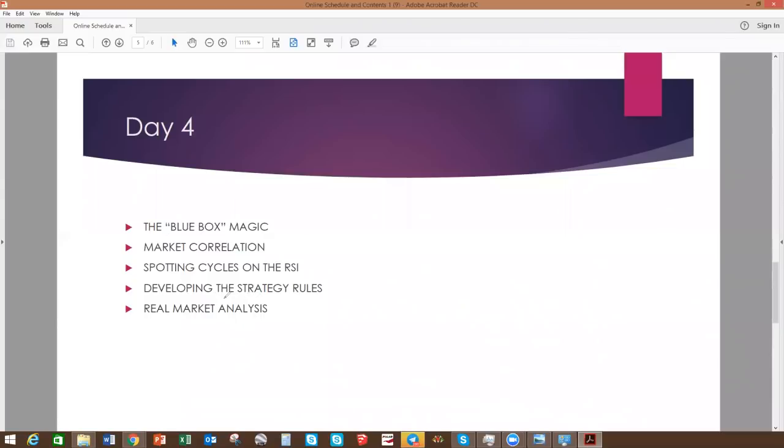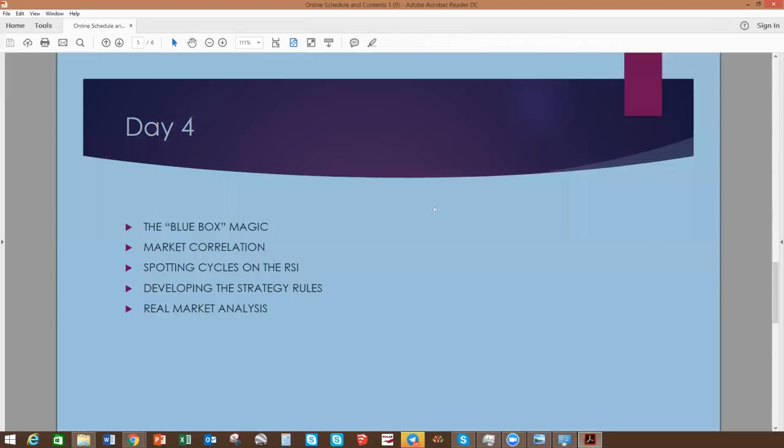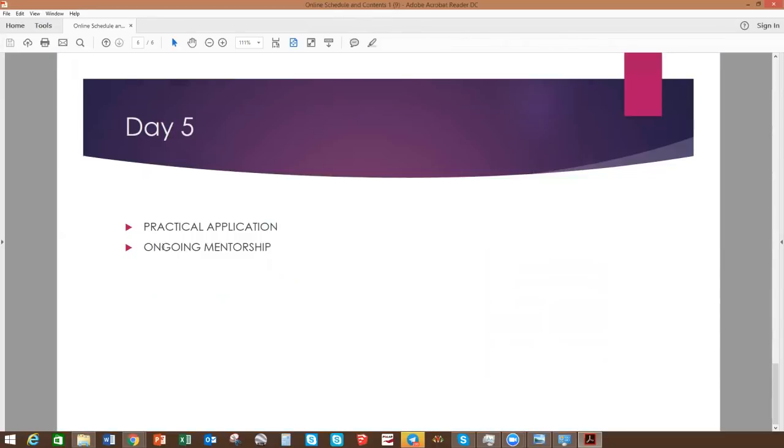Over and above, the wave theory will tell you the direction of the market, but you need an entry strategy with rules as to when to enter the trade, where to place your stop and your take profit, and when to move your trade to break even. So we do the whole trade management, because you need to plan the trade ahead. Whatever you're going to do during that trade needs to be planned ahead. From there, it's real market analysis during the course as well. The 5th day is mostly practical application and ongoing mentorship.